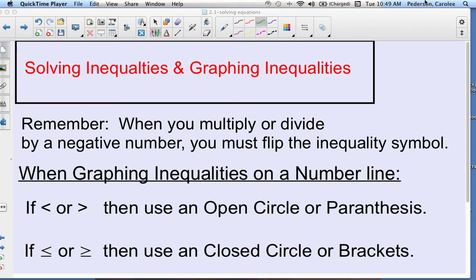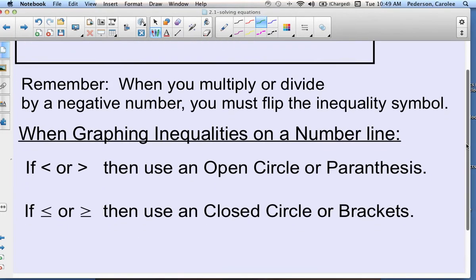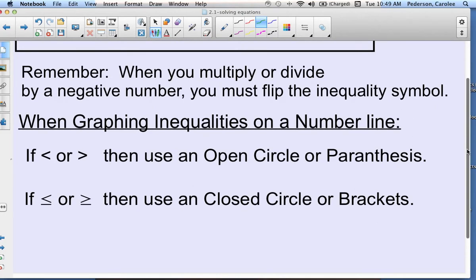In this lesson, we're going to solve inequalities and graph them on a number line. You need to remember when you multiply or divide by a negative number, the inequality is going to flip directions. So if it's a greater than, it's going to flip to a less than, or vice versa.